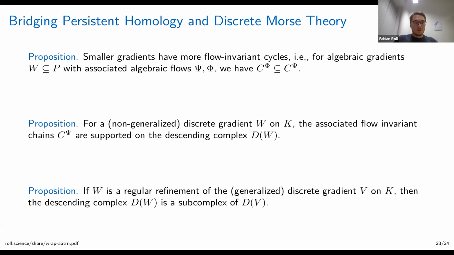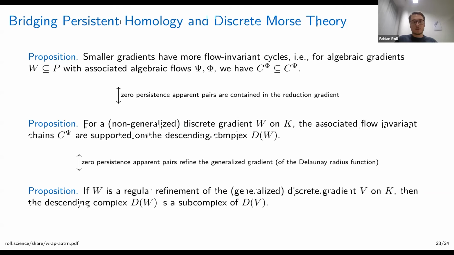Okay, we are almost there. There's another statement that I find interesting, namely that if you have a non-generalized discrete gradient on a simplicial complex, then their associated flow invariant chains, which are an algebraic object, are actually supported on the descending complex of W. Okay, two more steps. The first two propositions can be connected, as I mentioned before, by the fact that zero persistence apparent pairs are contained in the reduction gradient. And the other two propositions are connected by the fact that zero persistence apparent pairs refine the generalized gradient. And in our application, we have in mind that this generalized gradient is the gradient of the Delaunay radius function.